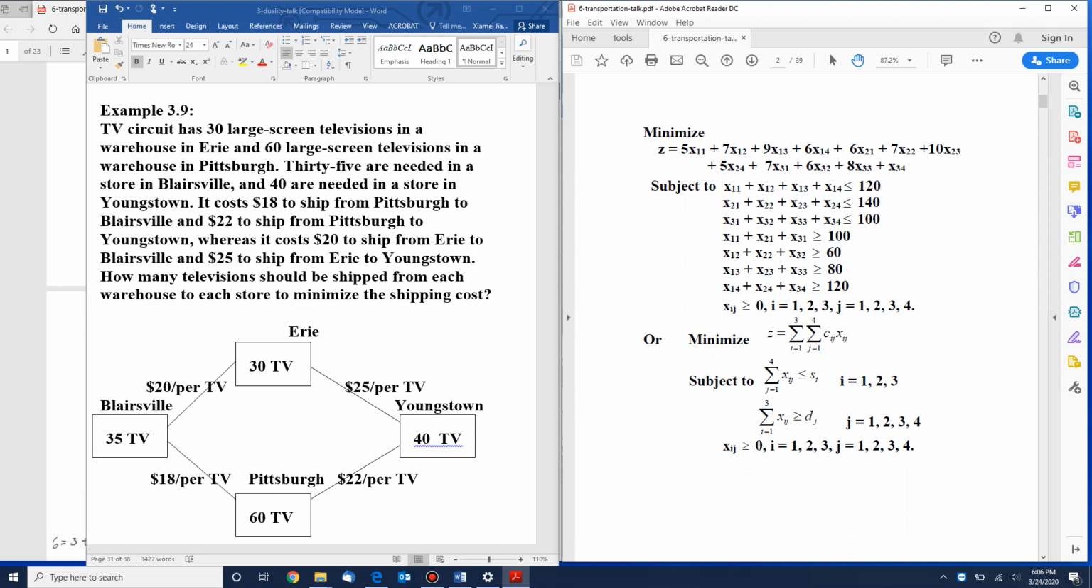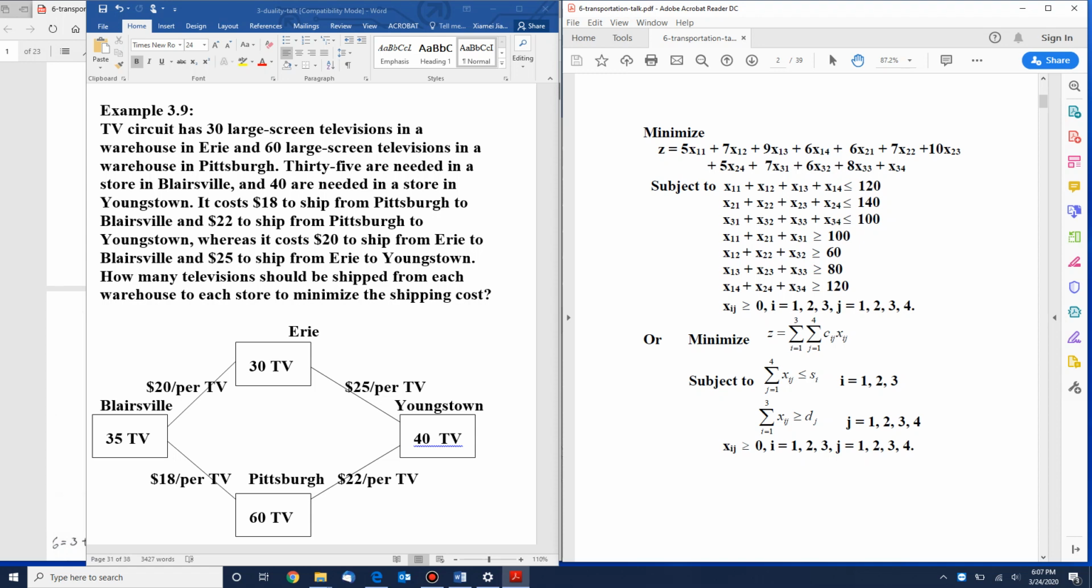So when we write it in this notation, we could see that if we have m sources and n destinations, then that makes us have m supply constraints and n demand constraints. That makes it so that we just change i from 1 to 3 to i from 1 to m, and j from 1 to 4 to j from 1 to n, right? So that gives us a more general look.